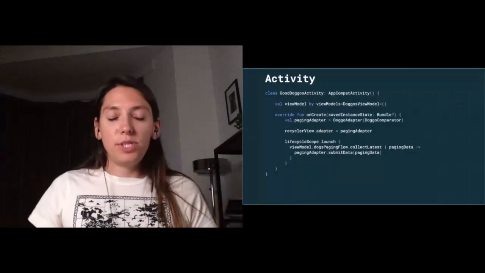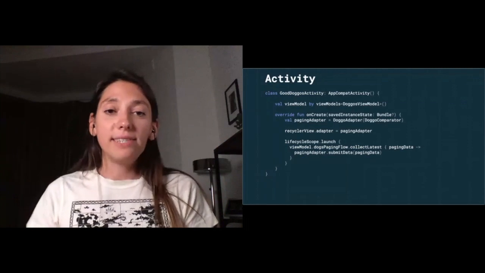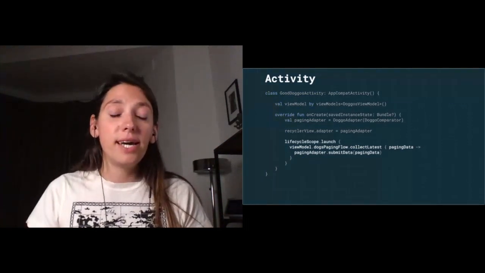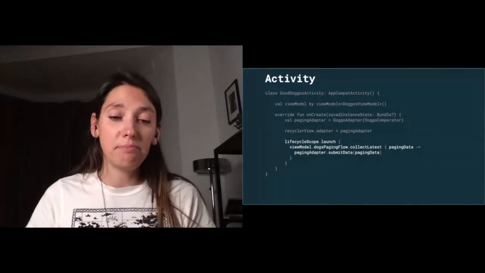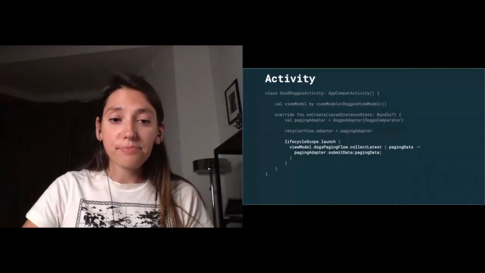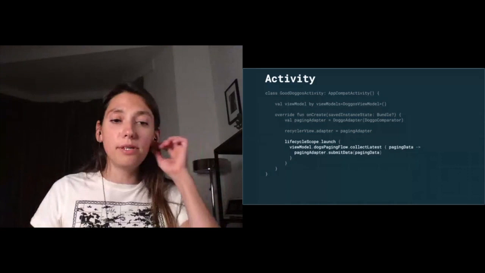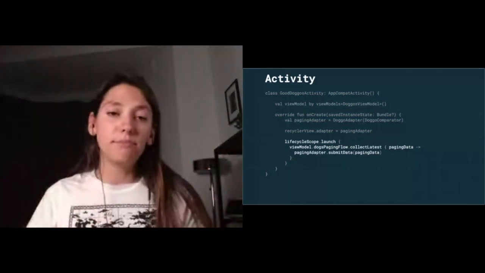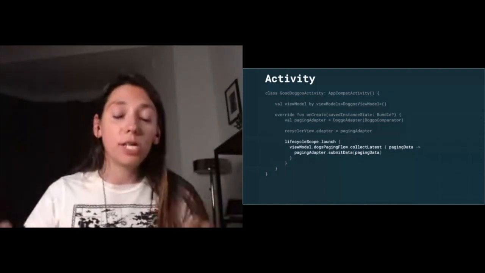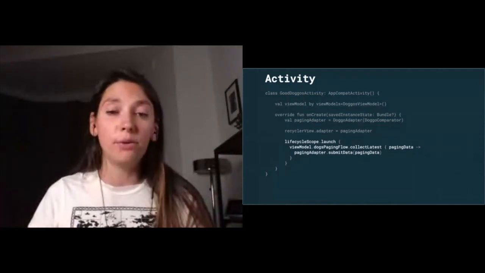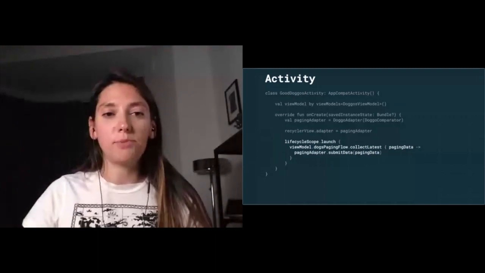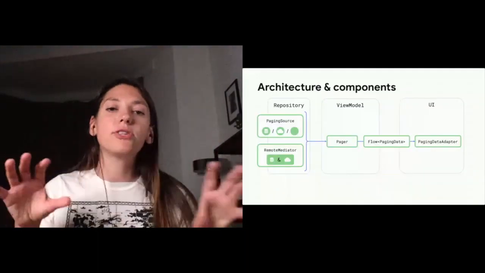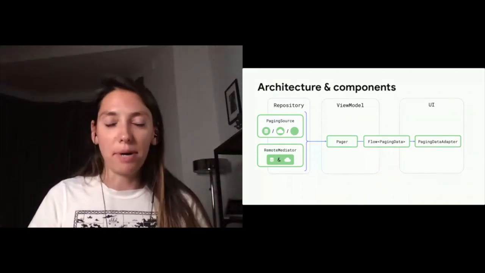Okay, what do we do in our UI? In our activity or fragment, you would just collect the flow and then submit the data to the adapter. That's all. So for example, this is in an activity. We're launching a new coroutine in the lifecycle scope, collecting the latest emissions of the flow, and then submitting the PagingData to the adapter. So this is how each of the paging components integrates in your app architecture.